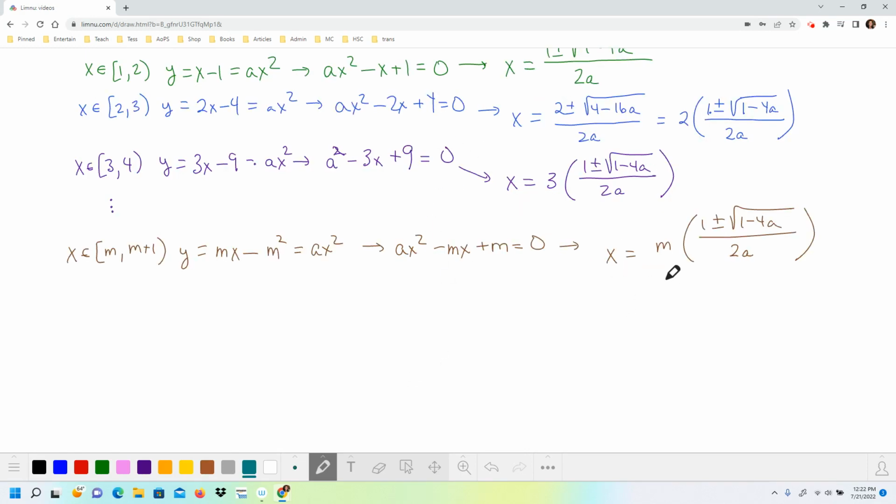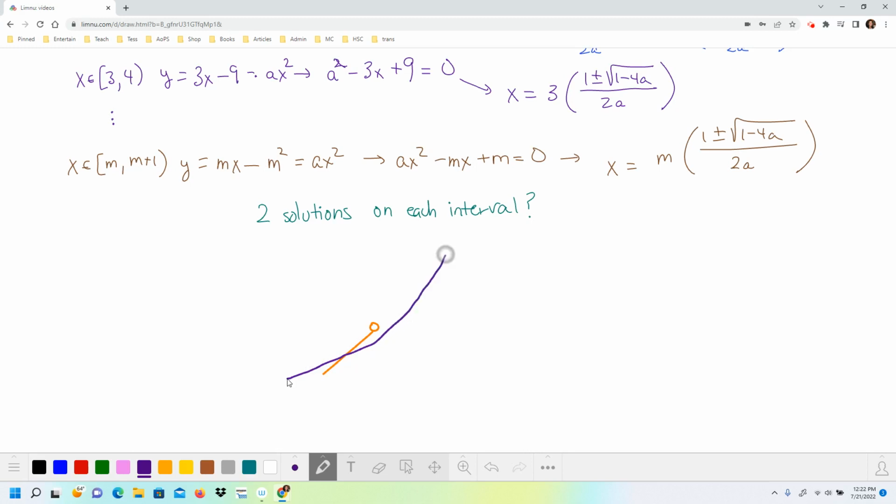The problem here is from the quadratic formula, we actually have 2 solutions on each interval, but we're expecting only one solution. But we see that the equation for this segment, if we extend it into a line, we're going to have a second solution up here. So it's clear that we're always interested in the smaller solution. This is where x is equal to m times 1 minus root 1 minus 4a over 2a.